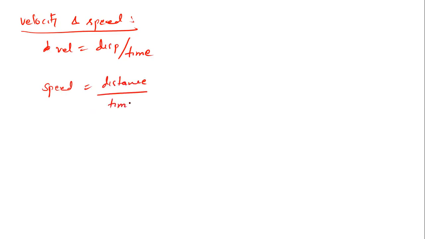Velocity and speed. If you have any doubts, you ask me in between. Okay, velocity and speed. Velocity is equal to displacement divided by time taken, while speed is equal to distance by time taken. Speed is a scalar, while velocity is a vector. Speed can be 0 or positive. Velocity can be 0, positive, or negative.